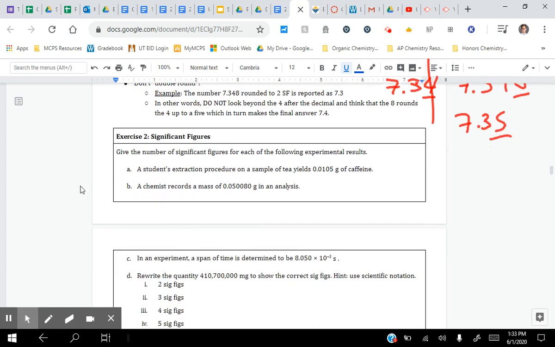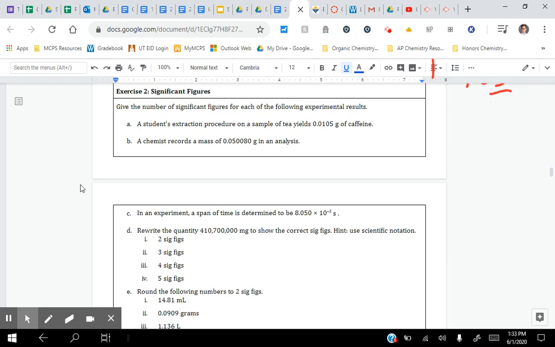Here we go. Give the number of significant figures for each of the following experimental results. All right, so zeros in front of a number are not significant. So these first two zeros, they're called leading zeros, do not count. But my 1 is significant. This 0 is sandwiched between a 1 and a 5, so that's significant. And then the 5 is significant. There are 3 significant figures in this particular question.